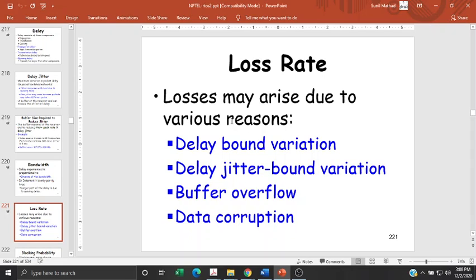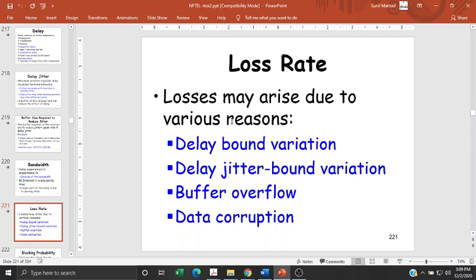Losses may arise due to various reasons. Delay bound variation: after a certain amount of delay, even data that arrives may not be useful. Delay jitter bound variation, again, may not be useful. There is an overflow kind of stuff. Then data corruption. Maybe lightning or somebody has started a motor or mixer that has corrupted some of the bits, and the packet is no more useful. So the chances are there, and that adds to your loss rate.